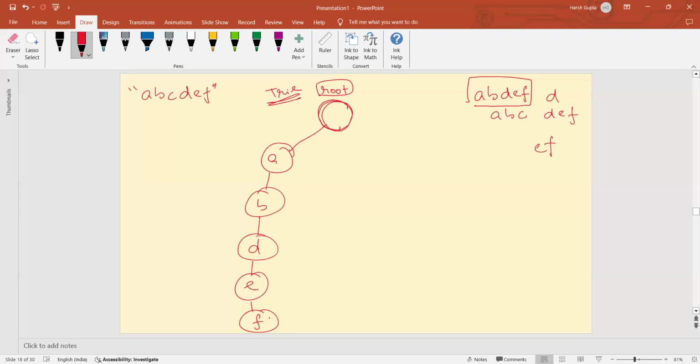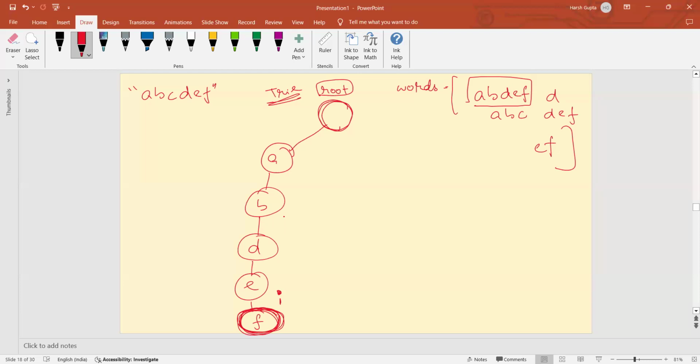Now at F, we know that there is a word ending. We know that there is a word ending at F, isn't it? So how can we mark that? So what we can do is, we can just put at F the index at which this element A, B, D, E, F was present in this array words. And why am I doing so? You will get it once we proceed further.